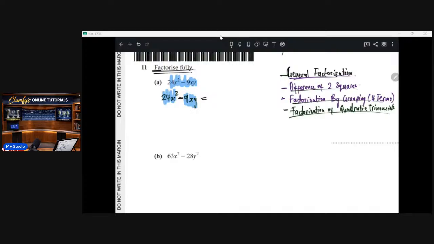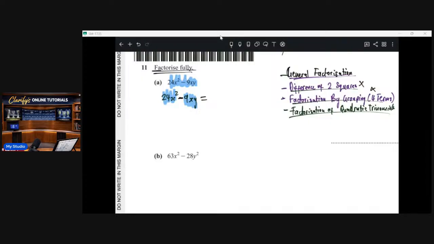So difference of 2 squares, you are out, because everything must be a square number, which means it must be squared, or you must be able to get a nice square root for it. These x's are not squared, so they are out, and also this 24. Then by grouping, this is out because you don't have 4 terms here. These are all the factorization techniques, so there's no other technique we haven't talked about.